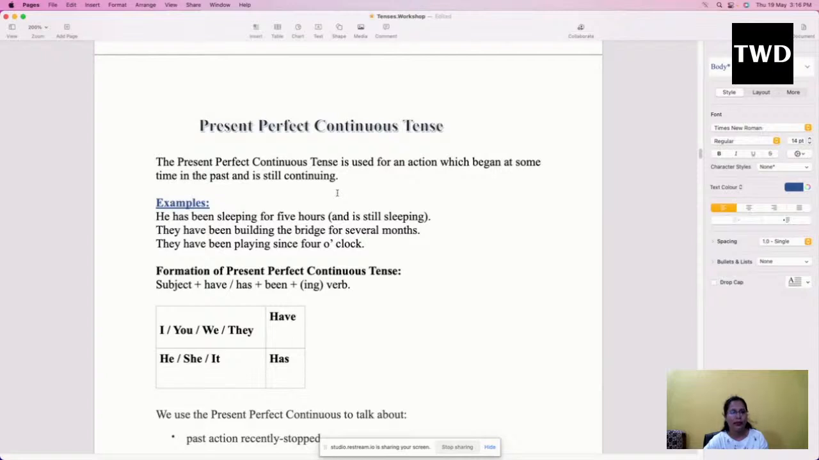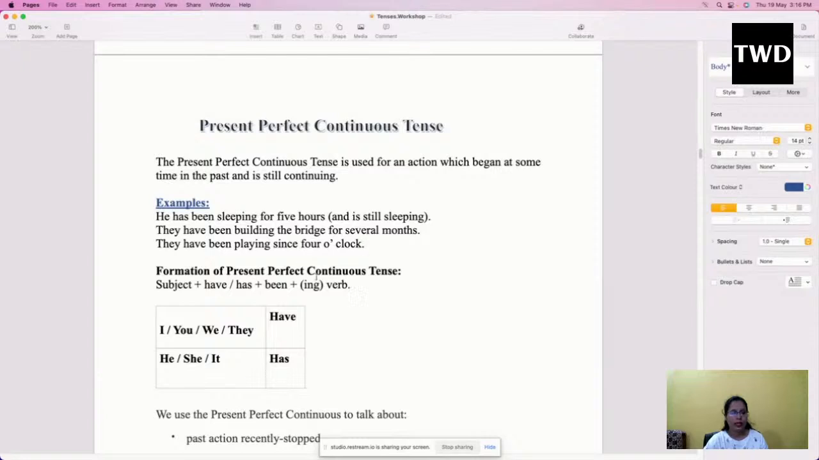They have been building the bridge for several months. Means several months back they have started to build the bridge and yet they are building. Yes, they have been playing since 4 o'clock. Since 4 o'clock they have started to play and yet they are playing. So what is the structure of the sentence? We will have subject plus have or has plus been plus ing form of the main verb. Yes, and this is how the structure would be.